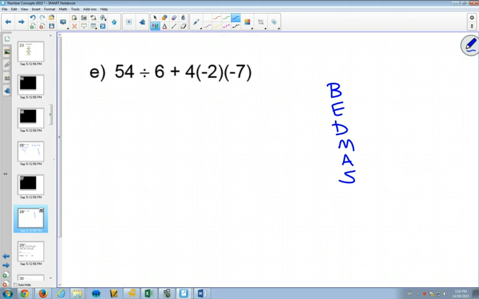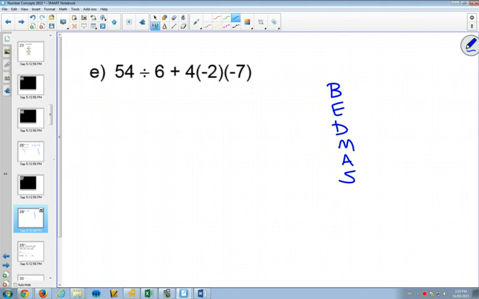Do we have brackets? Yes. Do we have operations to do inside of those brackets? No. So right now, those brackets are just holding negative numbers, but they're not actually asking us to do anything. Oh, so they're not multiplication brackets? It will be multiplication. This does mean 4 times negative 2 times negative 7. But we don't have to do brackets because there's nothing to do inside of the brackets. Yes. So now we go, are there exponents?